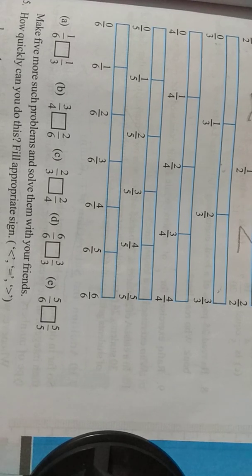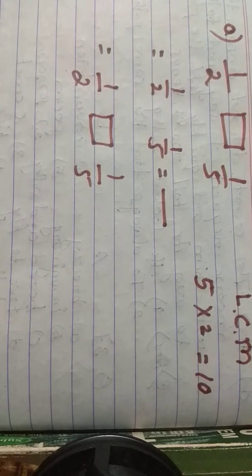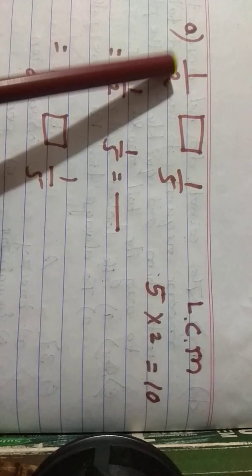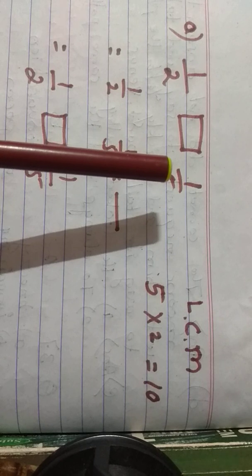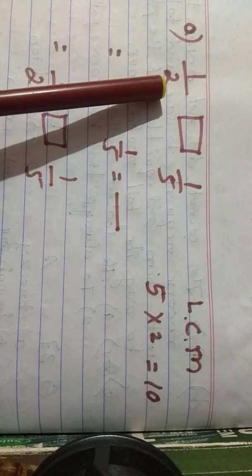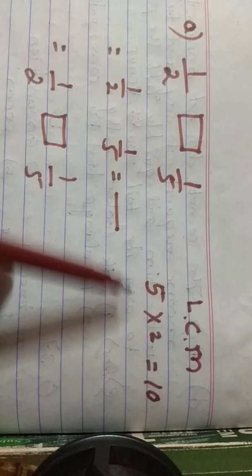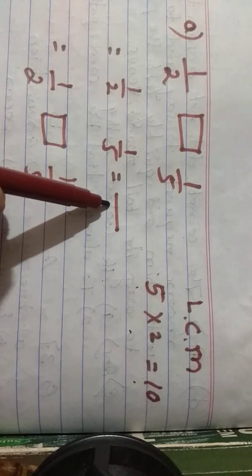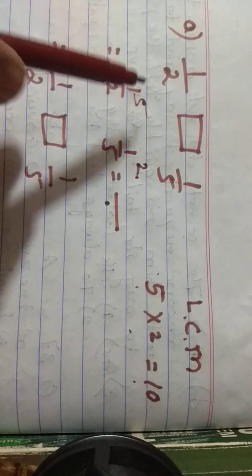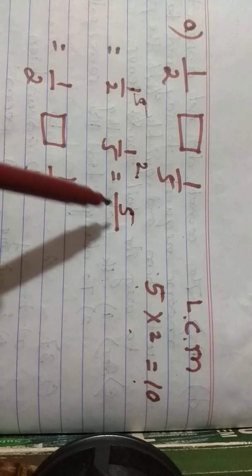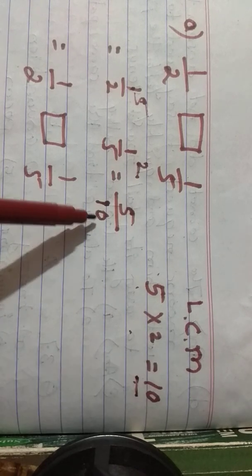Let us solve. We have 1 upon 2 and 1 upon 5. Denominators are not the same. So how to decide which fraction is bigger and which fraction is smaller? First we have to make the denominators equal. So what is the LCM of 2 and 5? 5 2s are 10, so 10 is the LCM. So 2 5s are 10 and 5 2s are 10. Then 5 into 1 is 5 by 10. So we have to make 10 the denominator.